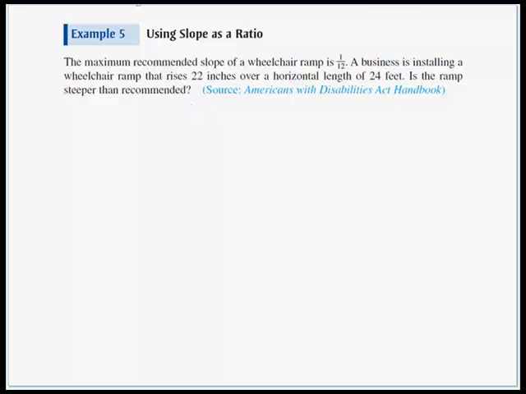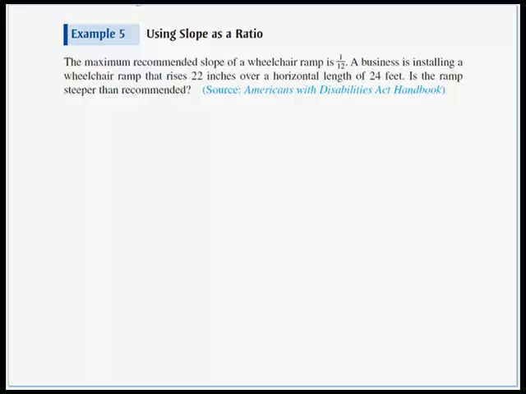Here's some neat real-life data. It comes right from the Americans with Disabilities Act handbook. If you're going to open a business and it's open to the public, you have to conform with the ADA, and here's one of their stipulations. The maximum recommended slope for a wheelchair ramp is 1/12. A business is installing a wheelchair ramp that rises 22 inches over a horizontal length of 24 feet. Is the ramp steeper than recommended?